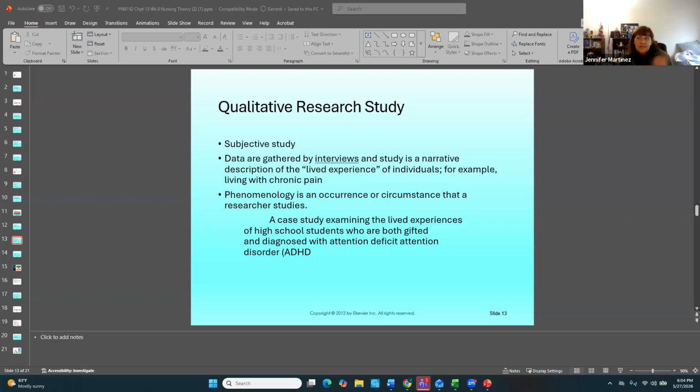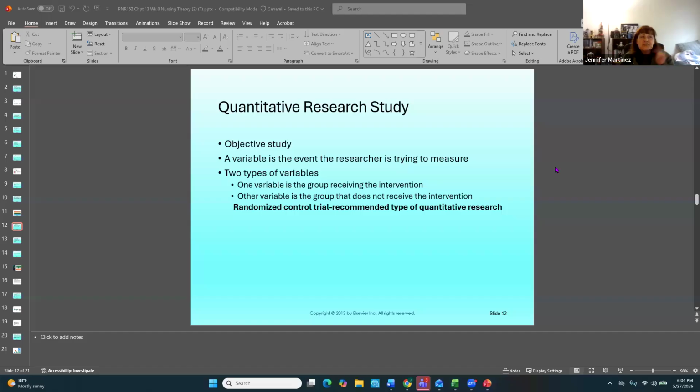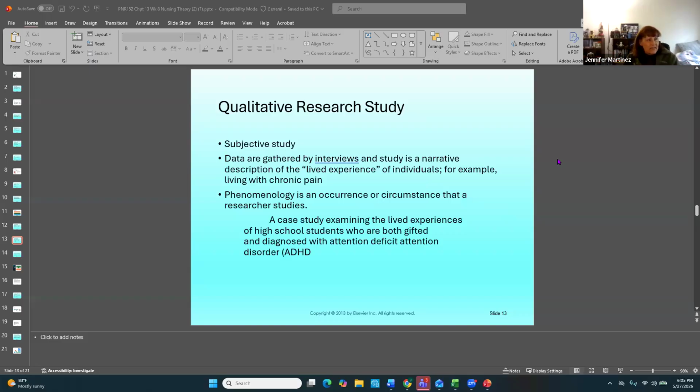So again, quantitative is objective using the randomized control trial. And then we have our qualitative research study, and this is going to be subjective.